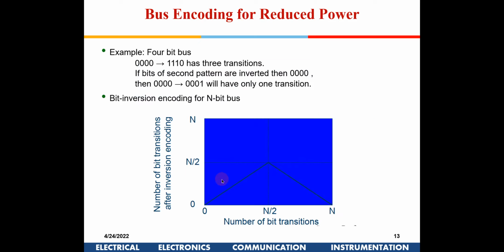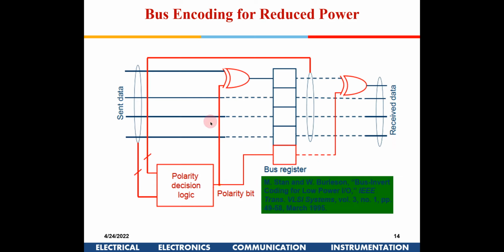So if I go back here, if it is 0 0 0 0 and the next bit is 1 1 1 0, I have more than n by 2 changes. This is 4 bits, so more than 2 bits are being changed. So instead of sending this data, I invert it and send 0 0 0 1. That is what is done in this particular circuit.